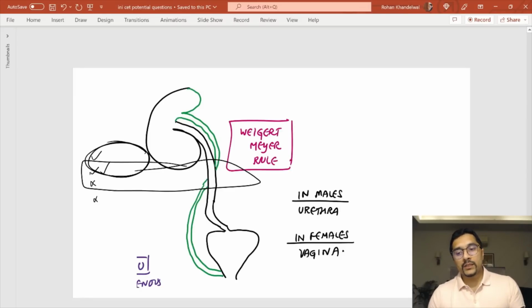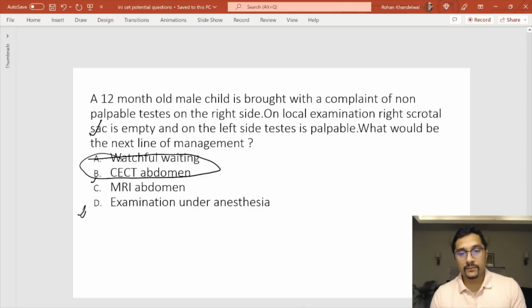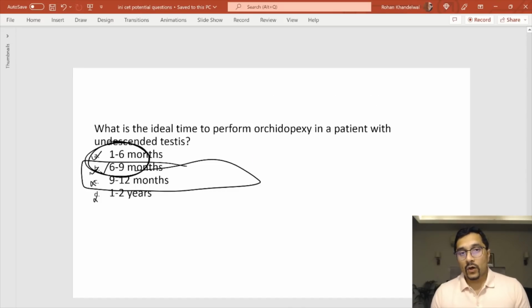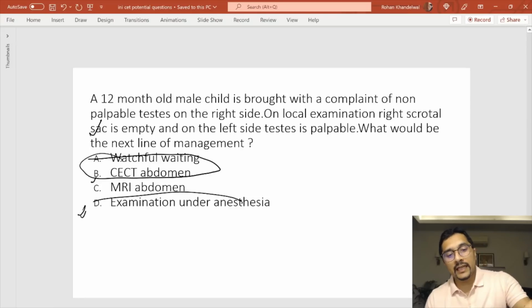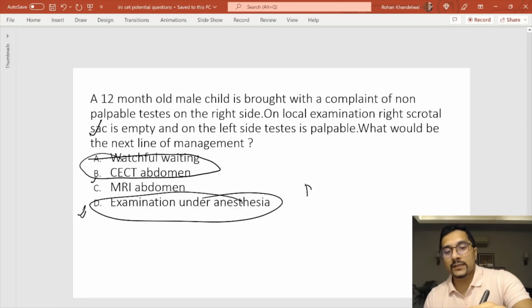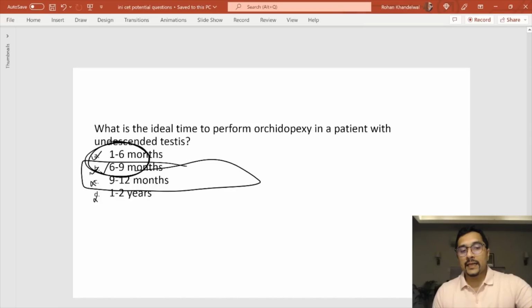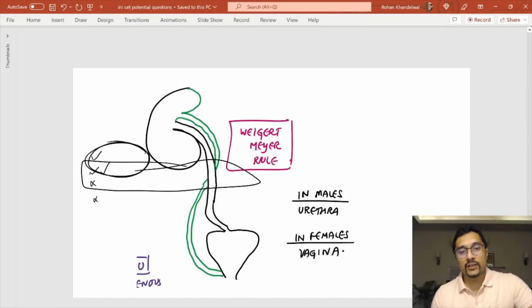In males it opens in the urethra, and in females it opens in the vagina. It opens in the vagina, which is why a female will have normal voiding pattern and continuous dribbling as well, and that tells us that there is an ectopic ureter. If there is a non-palpable testis which is not palpated in the inguinal region, we will carry out diagnostic laparoscopy, that is the investigation of choice, and the best time to operate these patients is after 6 months.